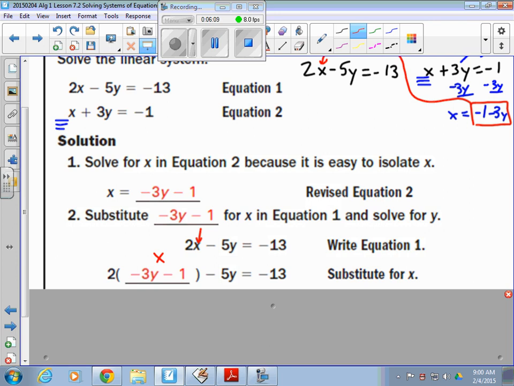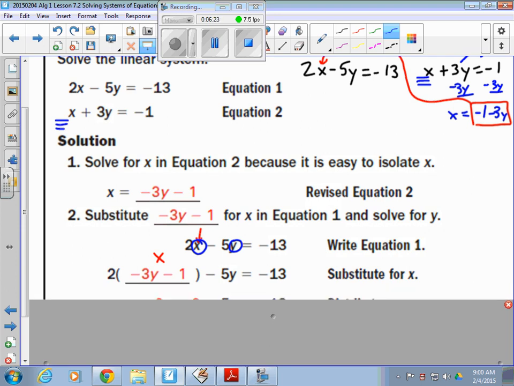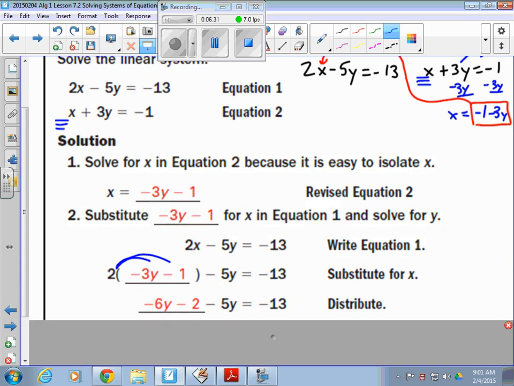And in doing that, you go from having 2 variables, both x and y, to now you only have 1 variable, y. There are 2 copies of it, but there's only 1, which means we can solve for y. So when you distribute 2 to both of those terms, 2 times -3y is -6y, 2 times -1 is -2. So -6y minus 2 minus 5y equals -13.